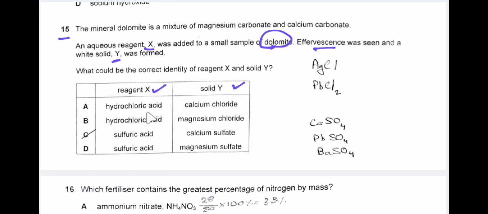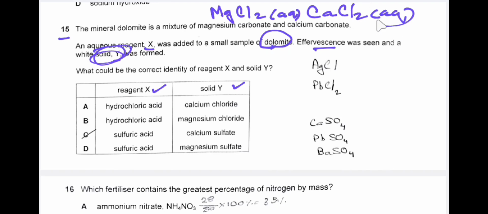If we add hydrochloric acid, then magnesium carbonate reacts with hydrochloric acid to form magnesium chloride and calcium chloride, and both of these chlorides are soluble, so none of this would form a white solid or a white precipitate. As they are both present in aqueous form, they are not solid. So these statements are wrong. That is, we cannot use hydrochloric acid.